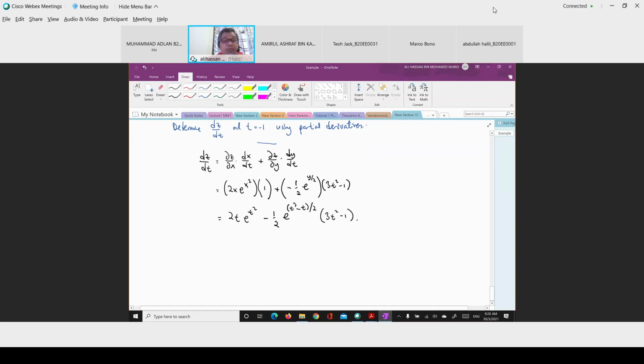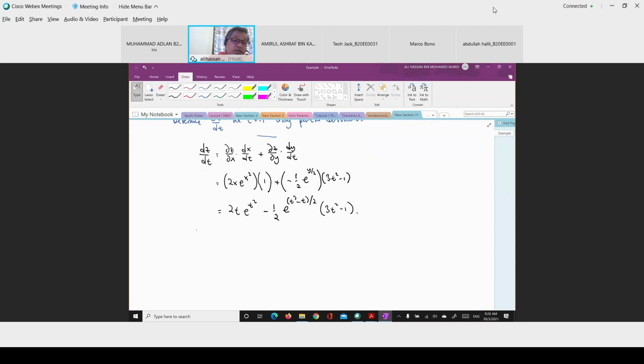The question also asks, what is dz/dt at the point t equal to minus 1? So if you substitute this, you will get minus 2e, then minus a half.